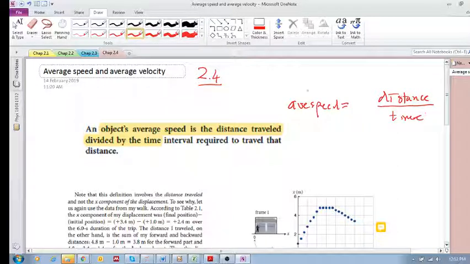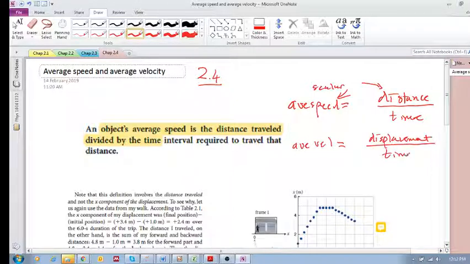We know that distance is a scalar, so speed is a scalar. Then average velocity, and we'll look at an example. Average velocity is displacement over time. This is a vector because displacement is a vector. Average velocity is a vector.